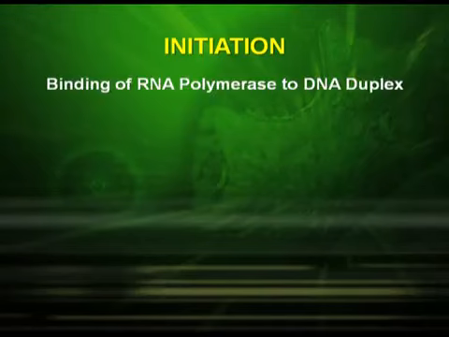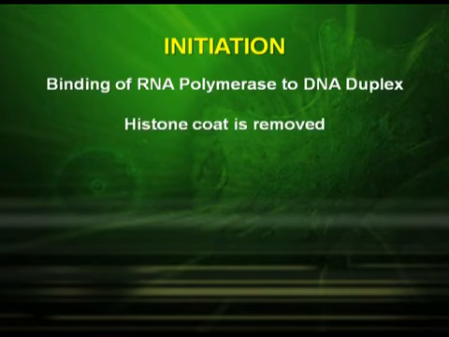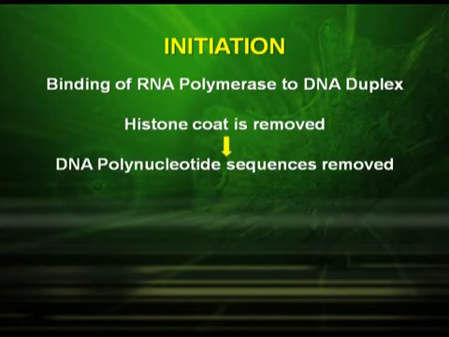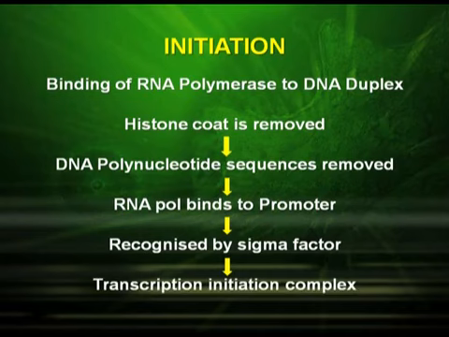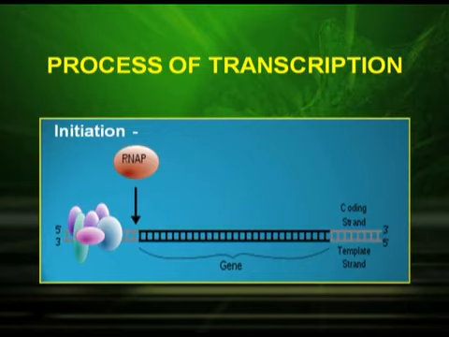Now, let us see what the important steps in the transcription process are. The first step is the initiation. This includes the binding of RNA polymerase to the DNA duplex. During this process, the histone coat is removed, the DNA polynucleotide sequence is unwound, and the RNA polymerase binds to the promoter, which is recognized by the sigma factor, forming the transcription initiation complex. Now, you can look into the picture and see how the initiation process is taking place, and the RNA polymerase has bound to the promoter region.